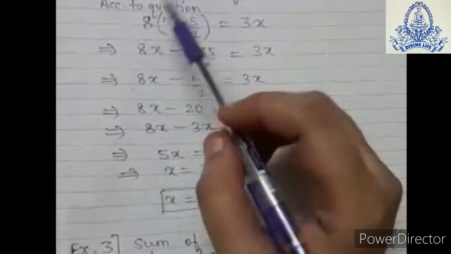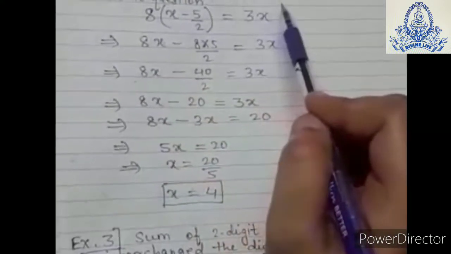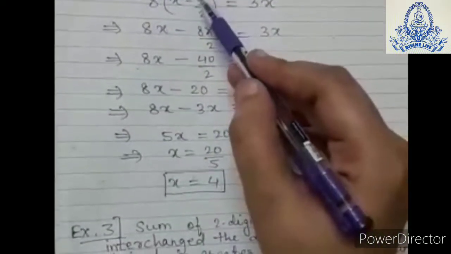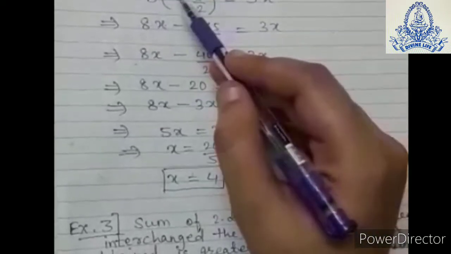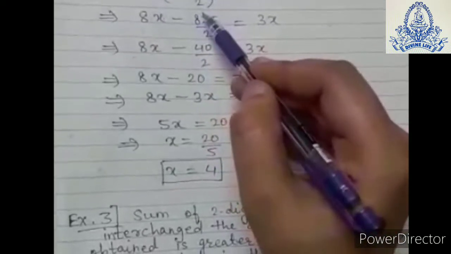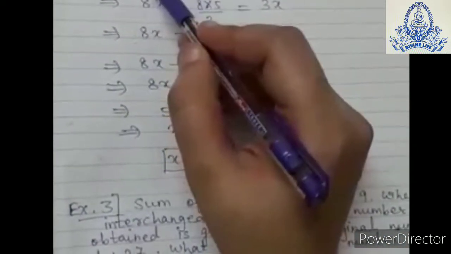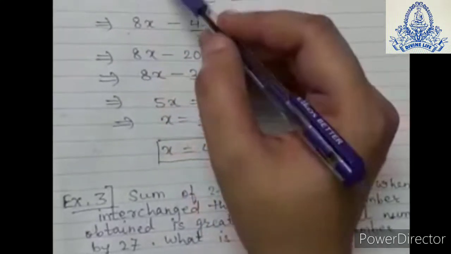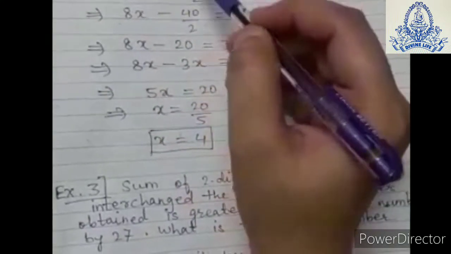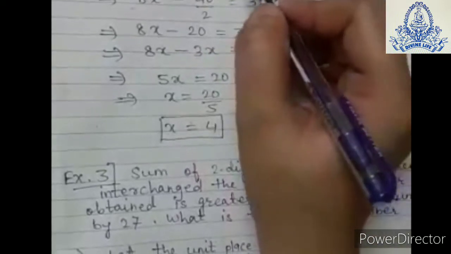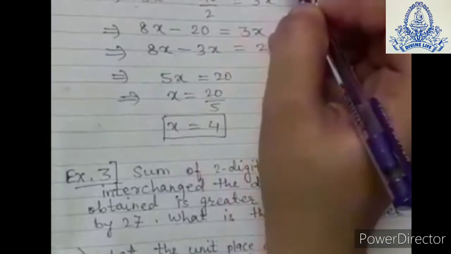Okay, so what we will do here, let Amina think of a number. Let the number Amina thinks of be x. So according to the question, when she subtracts 5 upon 2 from the x, means x minus 5 upon 2, and she multiplies 8 to the result, means outside the bracket write 8 and inside the bracket you write x minus 5 upon 2. And what is the further question? She gets the answer as 3 times the number she had thought. Okay, so is equal to 3x.